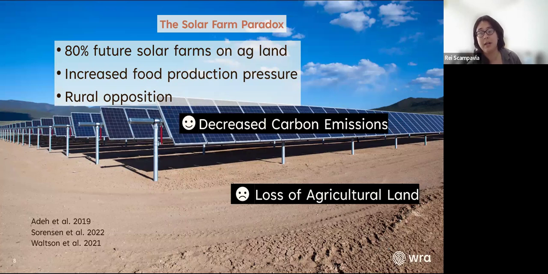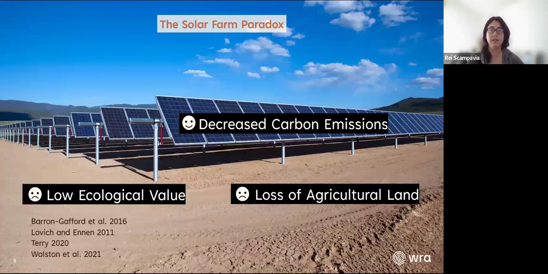The conversion of land that is used for agriculture to solar farms is going to increase pressure for food production on remaining agricultural lands. And this has also led to an increased opposition to solar energy in rural parts of the US. Furthermore, to reduce maintenance, traditional solar farms have removed all of the vegetation from the area under and around the solar arrays. And this area is either left bare or it's covered in gravel or replanted with non-native turf grass. So these traditional solar farms have pretty low ecological value as well.